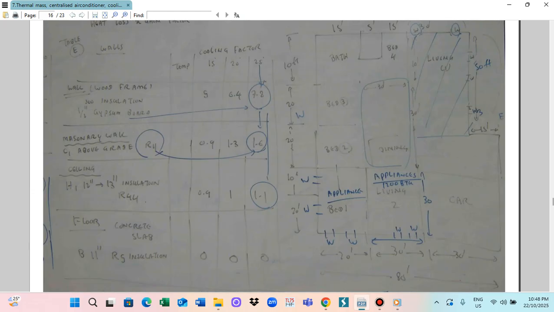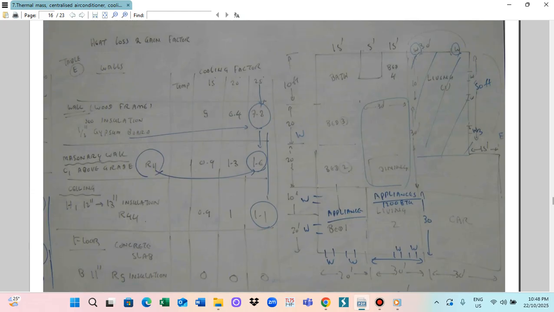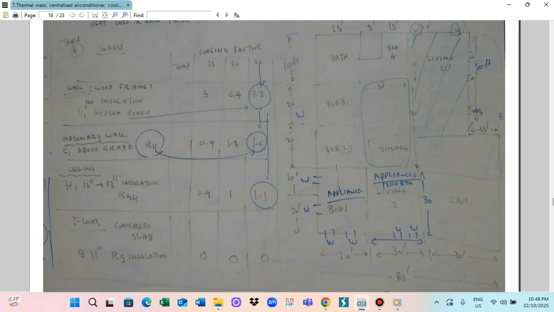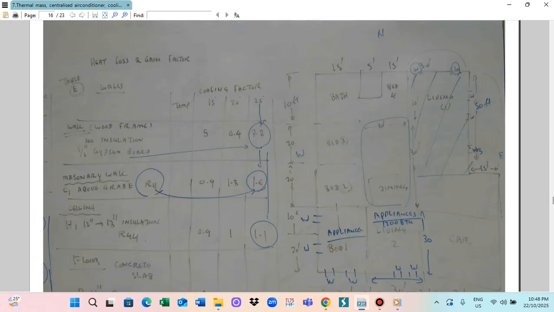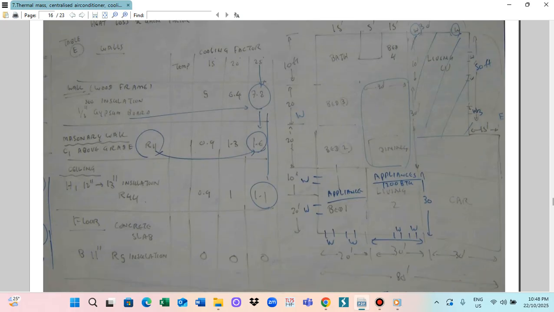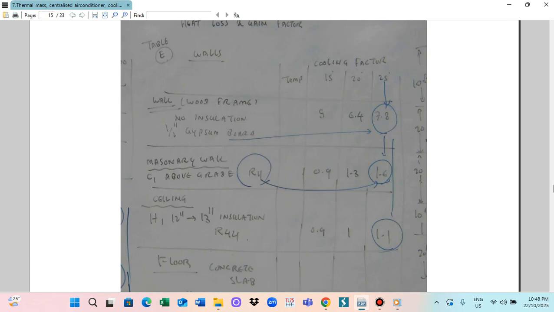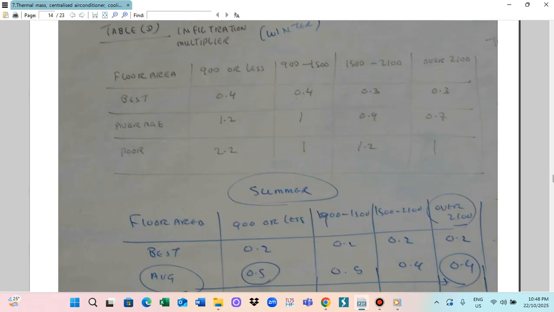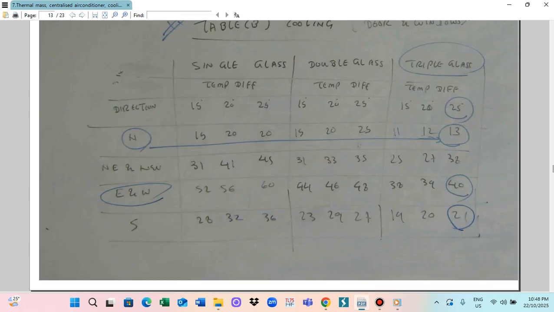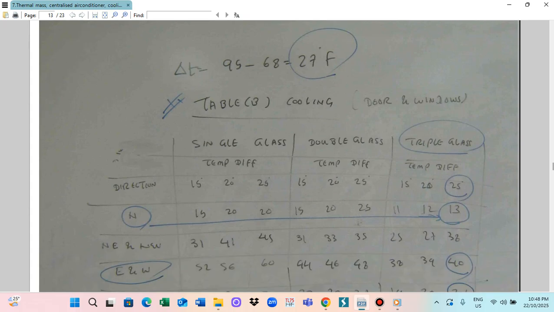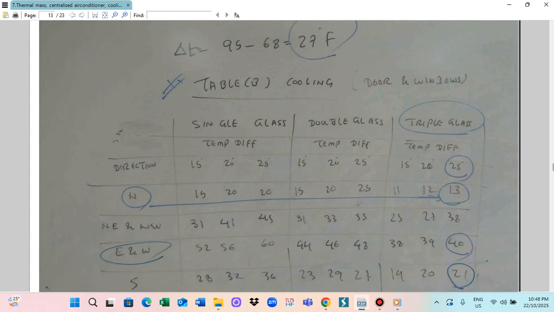In summertime we need to maintain the inside temperature at 20 degrees centigrade. 20 degrees centigrade is the same as 68 degrees Fahrenheit, and the outside temperature is 35 degrees centigrade or 95 degrees Fahrenheit. So the inside and outside temperature difference is 95 minus 68, so 27 degrees Fahrenheit. Outside is 95, inside is 68. This is also given.